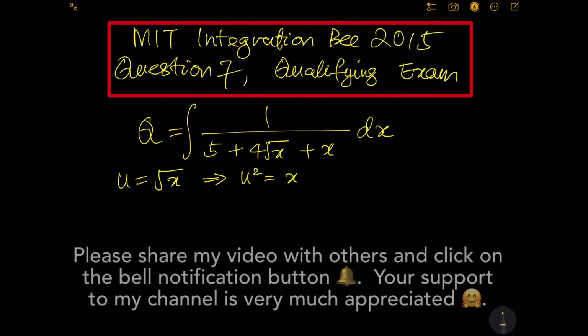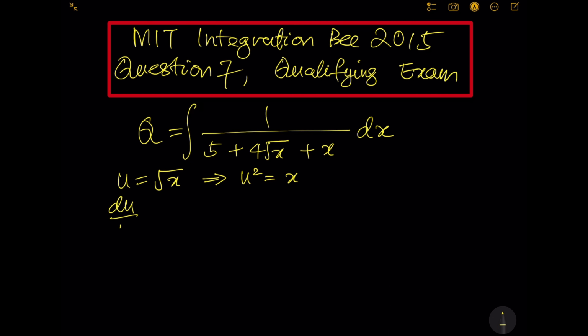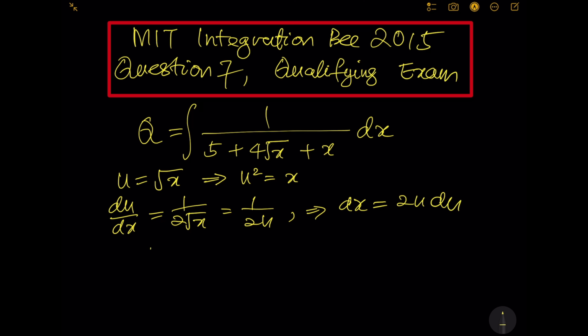That gives us u squared equals x. du over dx is 1 over 2 square root of x, which is 1 over 2u. That means dx is equal to 2u du. The integral becomes: the bottom is u squared plus 4u plus 5, while the top is 1 multiplied by 2u du.